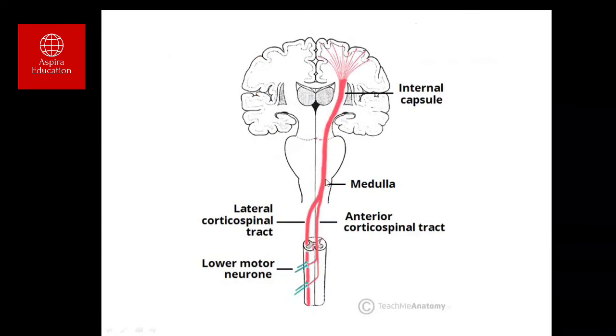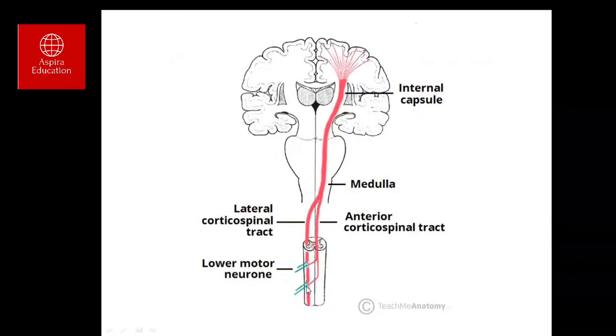Again, at the lower end of the medulla, most of the corticospinal fibers, also called motor fibers, are going to cross to the opposite side of the body, and they're going to descend contralaterally. They pass through the white matter tract, and they get synapsed onto the anterior horn cells. Anterior horn cells are the cells which are present in the gray matter, the anterior horn of the spinal cord.